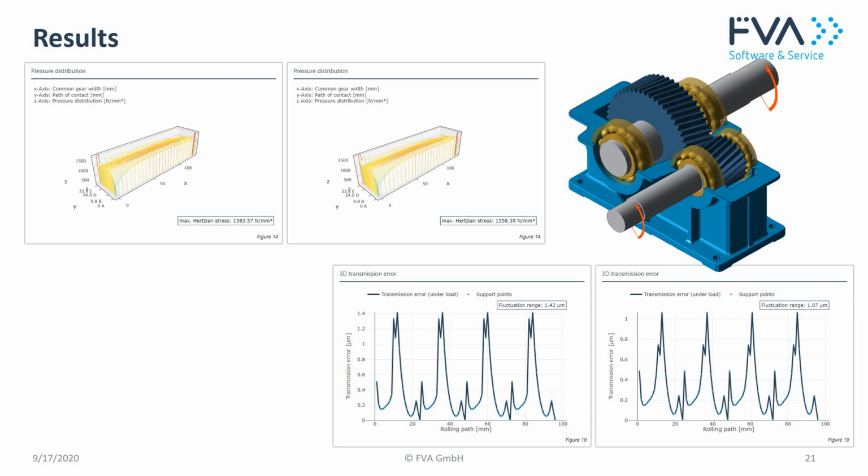So we have side-by-side results of calculations using the nominal center distance and using the load-dependent center distance. And we can see here for pressure distribution that the maximum Hertzian stress is greater using the load-dependent center distance. And underneath, for the 3D transmission error, we also see that the fluctuation ranges are greater using the load-dependent center distance compared to the nominal center distance.